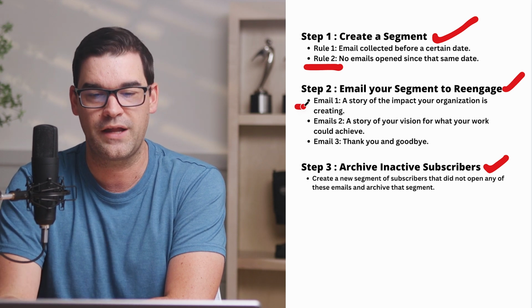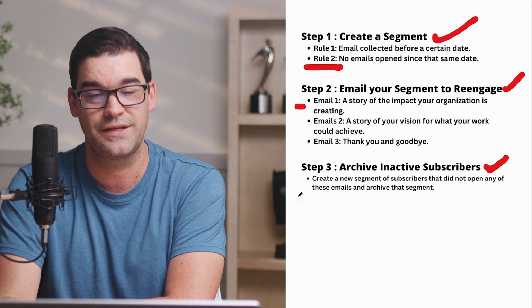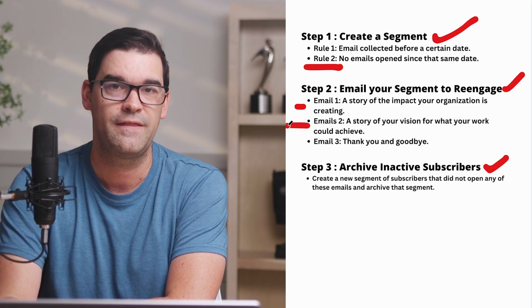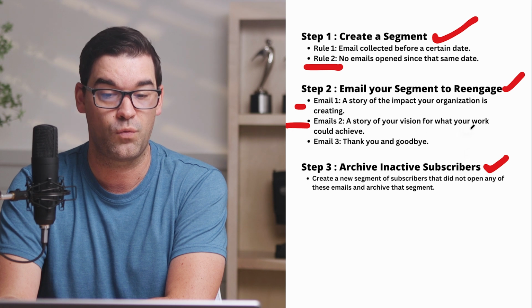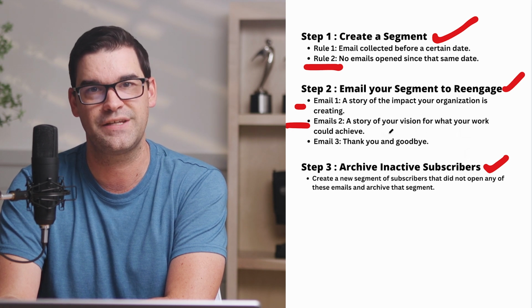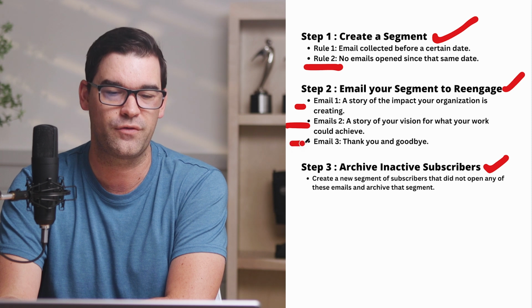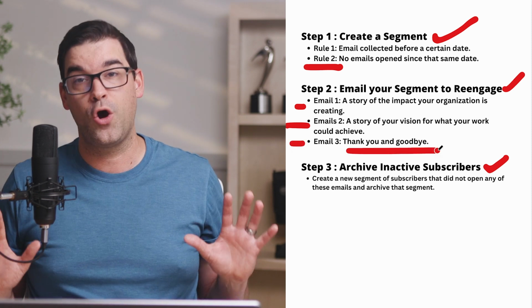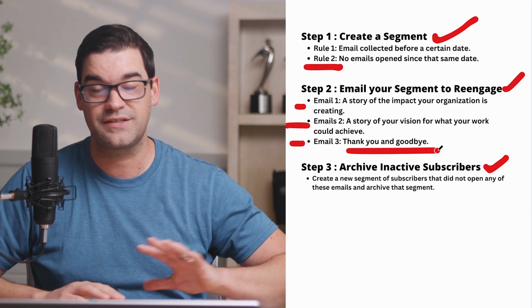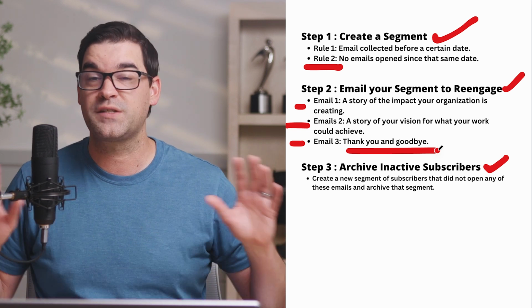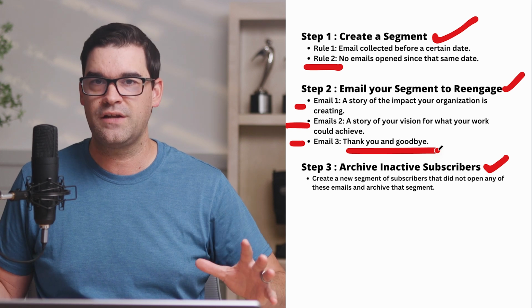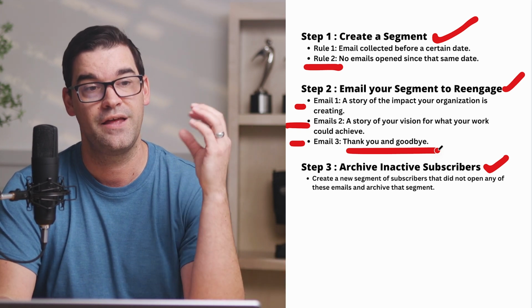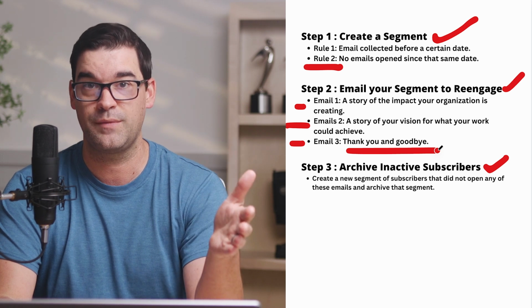So email 1, I'd say you could send a story of impact your organization is creating. Email 2 could be a story of the vision and the work that your vision for what your work could achieve and say, hey, this is what we're seeing and this is what we want to do. And then email 3 is the one where I'd say, okay, it is time to say thank you and goodbye. Now, again, we're just measuring opens in this example. So I don't have anything that's clickable in here. I have no expectations of someone clicking and trying to identify themselves. For most organizations in your list size, you don't need to overcomplicate it. If someone opens any one of these 3 emails, they're in.